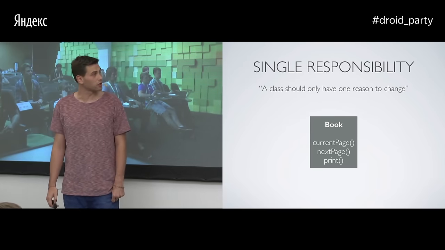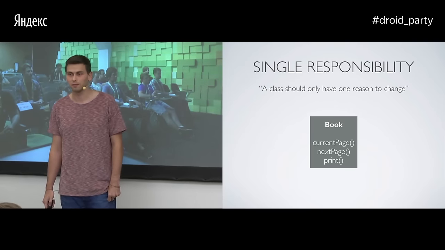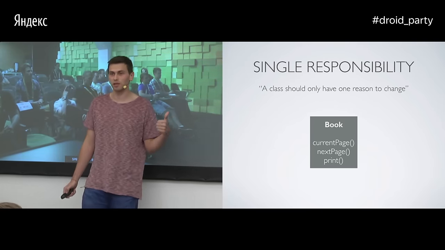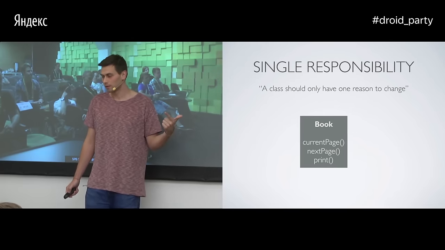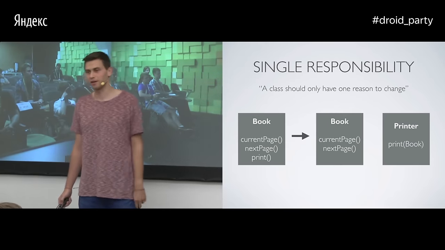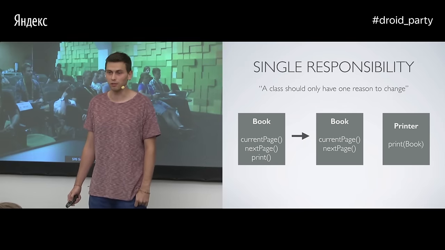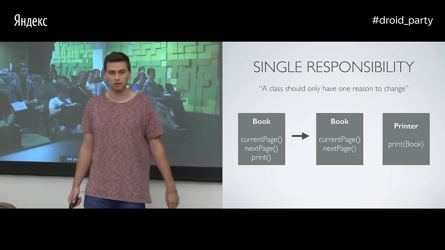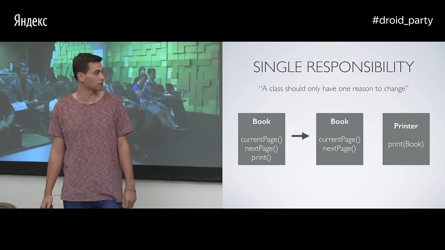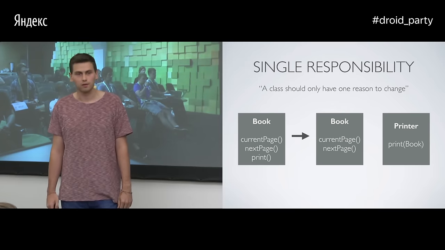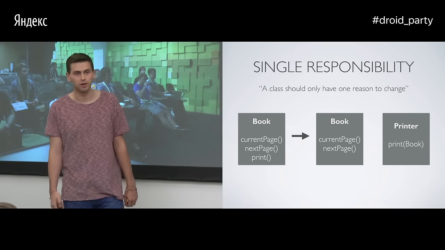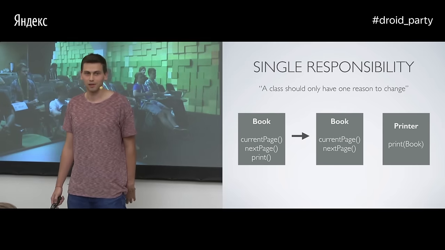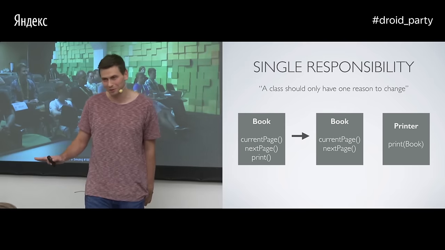Yeah, so actually, what is the responsibility of book? The book in this case has 2 responsibilities, right? It prints and it contains pages. So how could we refactor that? We could say, hey, the book contains just pages, and it has a printer. The printer gets the book and prints the book. So now think about your activities. What are your activities doing? What responsibilities do they have? I don't want to even start with fragments.